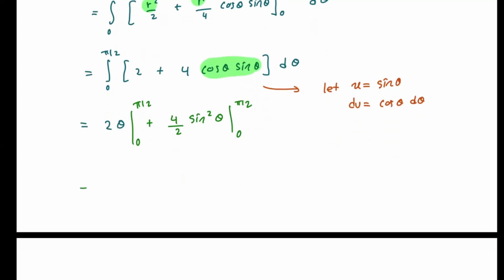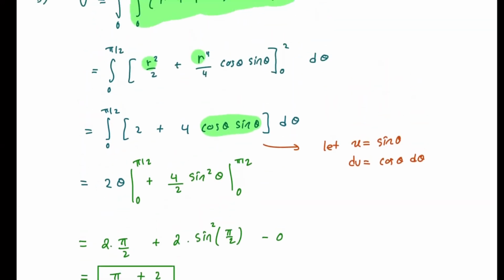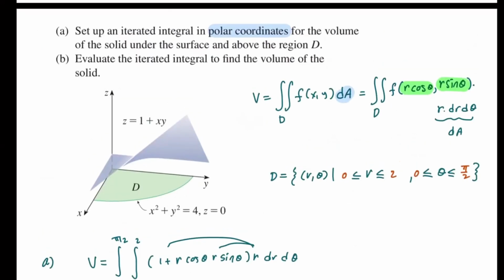I plug in the upper limit of integration, 2 times pi over 2. When you plug in 0, it's going to be 0. Plus 4 over 2, that's a 2, and then I substitute sine of pi over 2, squared, and the sine of 0 is 0. So the lower limit is 0. And then this will evaluate to pi plus 2, since sine of pi over 2 is 1. All right, there you have it. So the volume of this solid over this region is going to be pi plus 2.